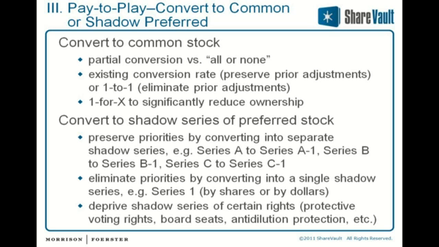Alternatively, you can convert non-participants into a shadow series of preferred, sometimes identified by putting a -1 after their name. And the shadow series might mimic the underlying series exactly and have all the same rights, privileges, and preferences, but you might deprive it of one or two significant rights, like protective voting rights, or rights to future antidilution adjustments, or some portion of liquidation preference.